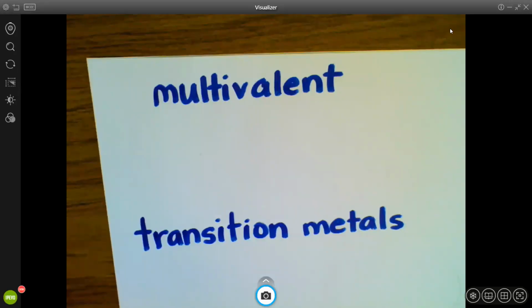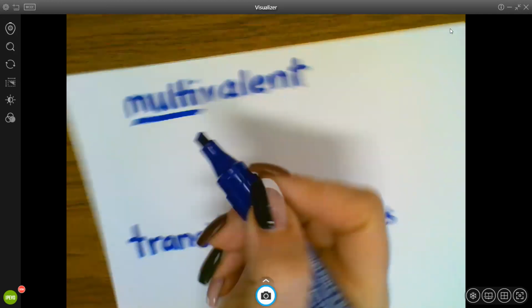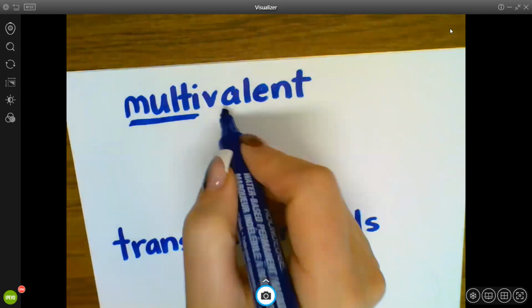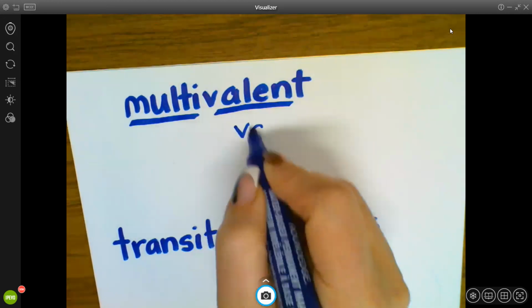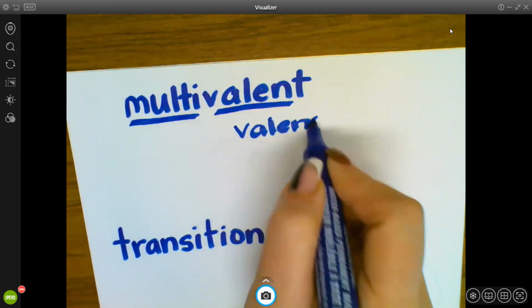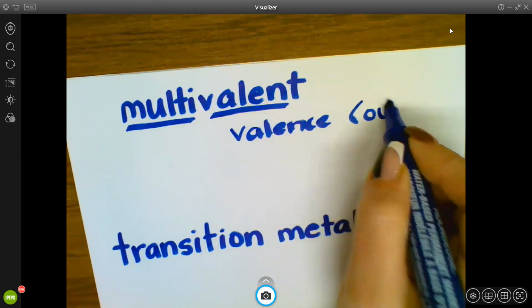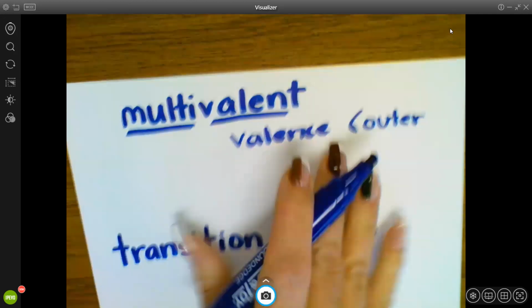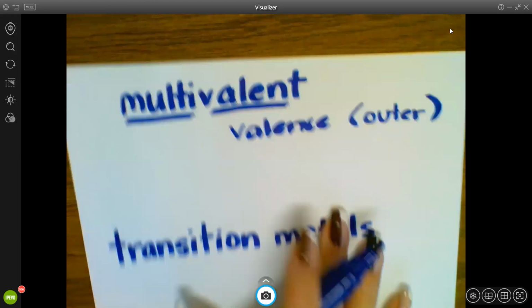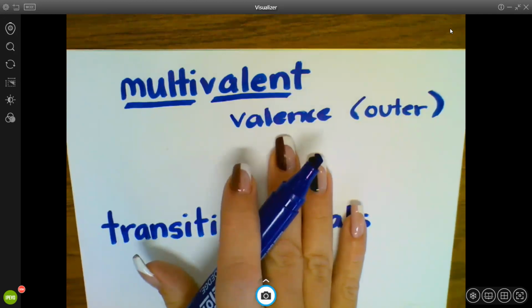Okay, today we're going to be learning about multivalent ions or multivalent metals. So let's break down what that word means. Multi, we know, means more than one, and valent refers to valence, which are the electrons that are our outer electrons, and they're the ones that determine what kind of ion you're going to make. They're the only electrons that can be lost or gained.